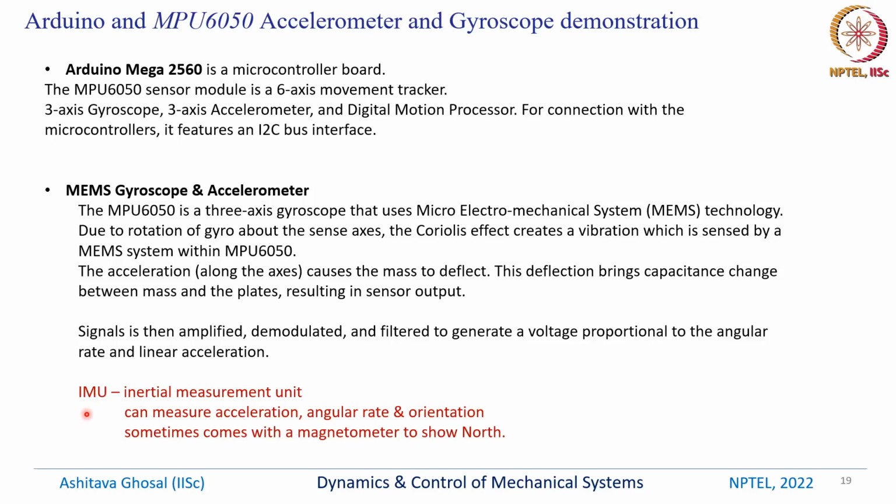It is very commonly seen in many phones and various other places. It's also called an inertial measurement unit, and it can measure acceleration, angular rate, and orientation. Some of these IMUs sometimes also come with a magnetometer, basically to find out which is the north direction.